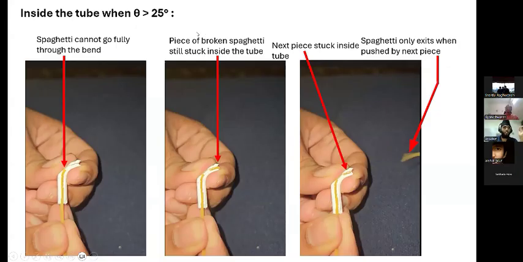Hence, inside the tube, when theta is greater than 25 degrees, the spaghetti cannot fully go through the bend, and hence the piece of broken spaghetti, once it eventually ends up breaking, is still stuck inside the tube and it doesn't actually shoot out. And it only shoots out when the next piece breaks and comes and pushes it out, and then the next piece gets stuck.